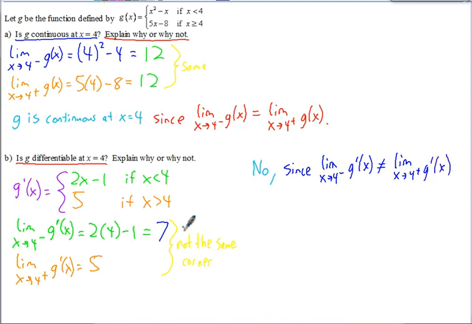And if they were equal, that would mean it's a smooth transition. They're close, 5 and 7, but they'd have to be exactly the same. If they were both 7 or both 5, you'd say yes, and then you just justify it by saying that these left and right limits of the derivative are equal.